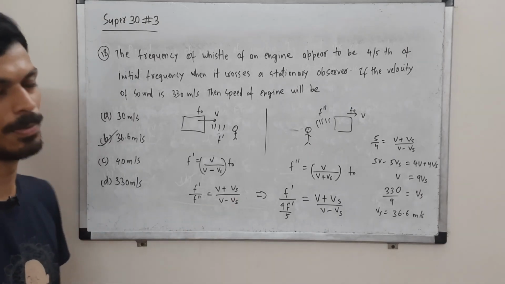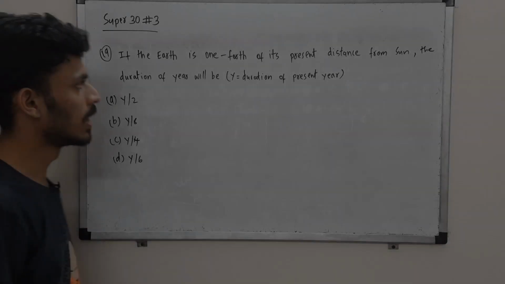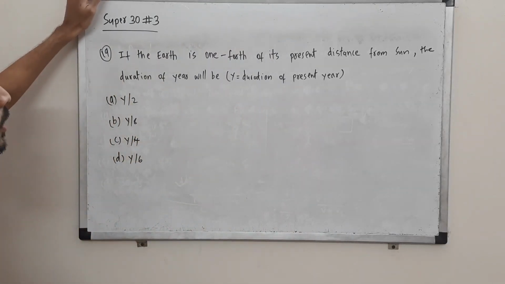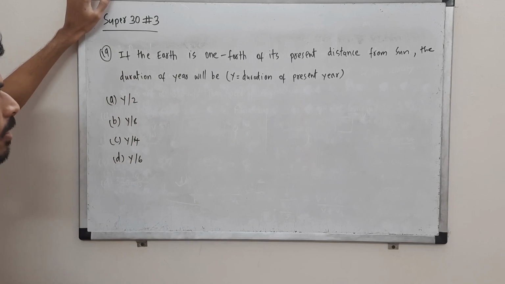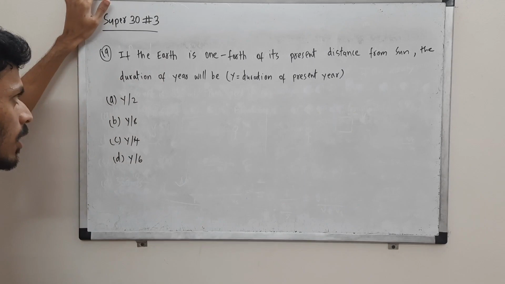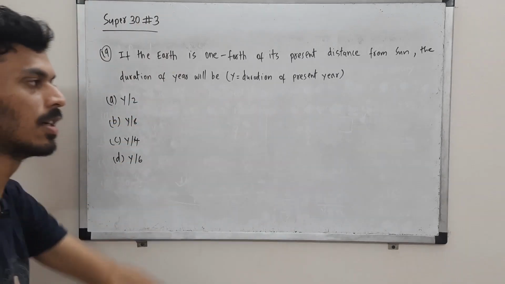Let's move to question number 19. Question 19 from the chapter of gravitation. Here we have: if the earth is 1/4 of its present distance from the sun, you are supposed to tell what will be the duration of the year. Okay, what is the duration of the present year?